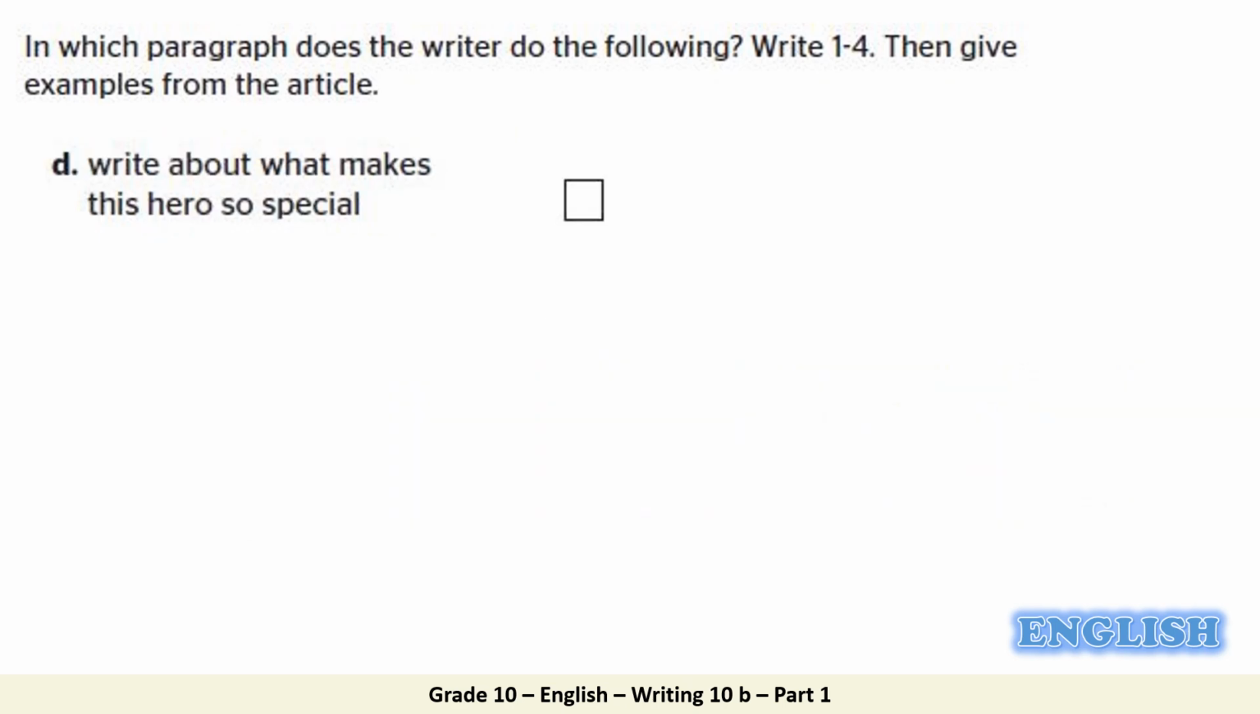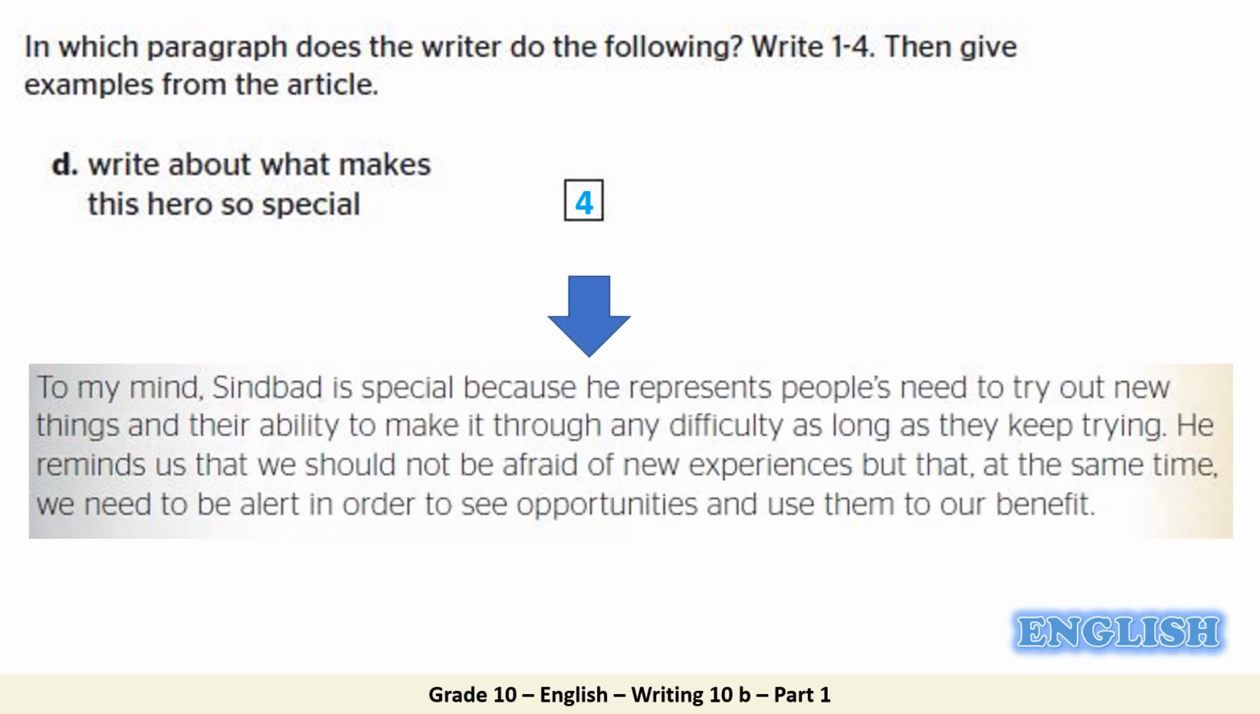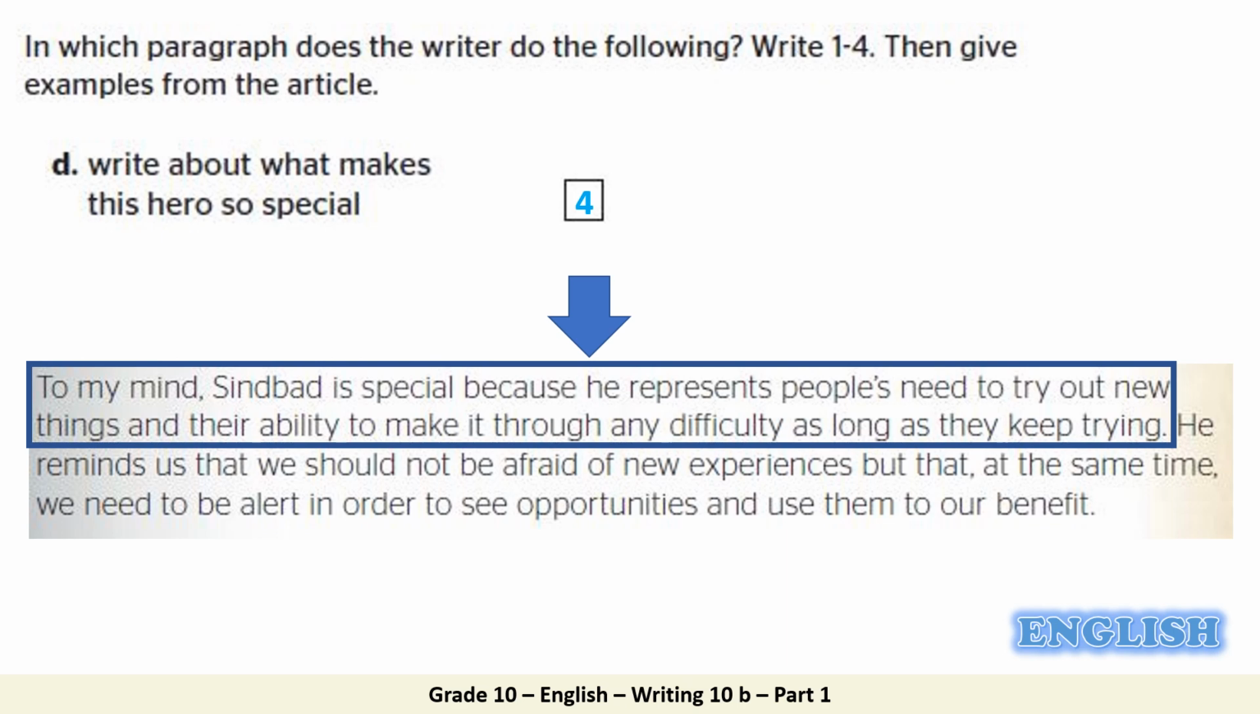Statement D. In which paragraph does the writer write about what makes this hero so special? There should be a special quality about the hero that makes you choose to write about him. That was in paragraph 4. Excellent. And he said, "to my mind, Sindbad is special because he represents people's need to try out new things and their ability to make it through any difficulty as long as they keep trying." So that's what makes him special.